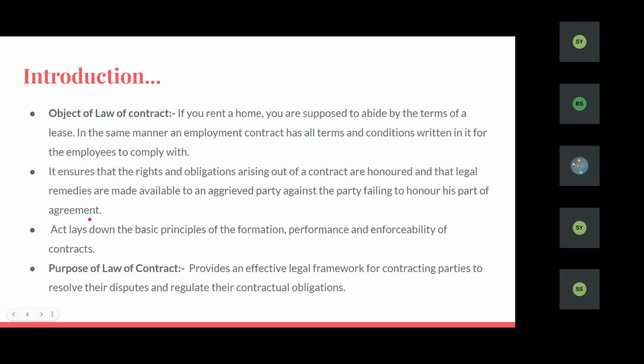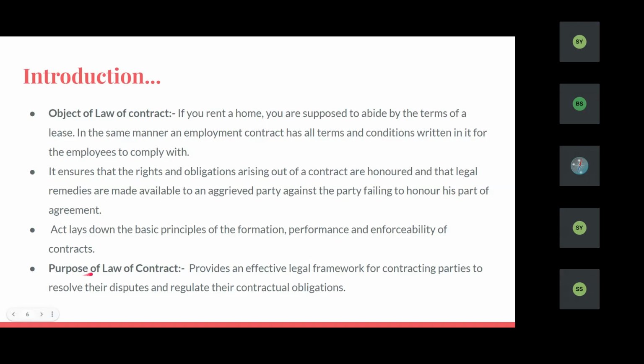So both the parties are supposed to abide by the contract. If they fail to do so, if they are going against the contract, then they should be well aware that courts are there to impose liability on them. So this act lays down the basic principles of how contracts are formed, how they are performed, and how they are made enforceable. These three things you need to remember: basic principles of formation, performance, and enforceability of contracts are dealt with in the Indian Contract Act.